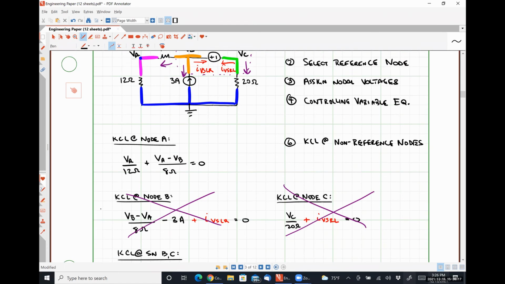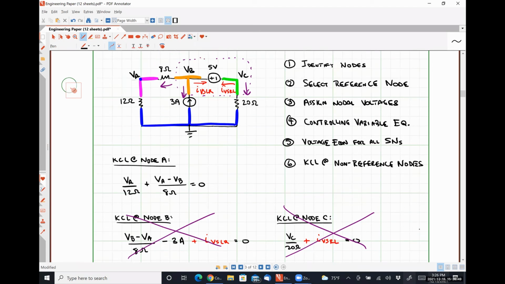Anytime we have a voltage source, we will have a voltage relationship equation. Okay, so that's going to be step 5. Voltage equation for all supernodes. Every time we have a voltage source, we have a supernode. And every voltage source is going to get a voltage relationship equation, okay? So let me talk about this voltage relationship equation.